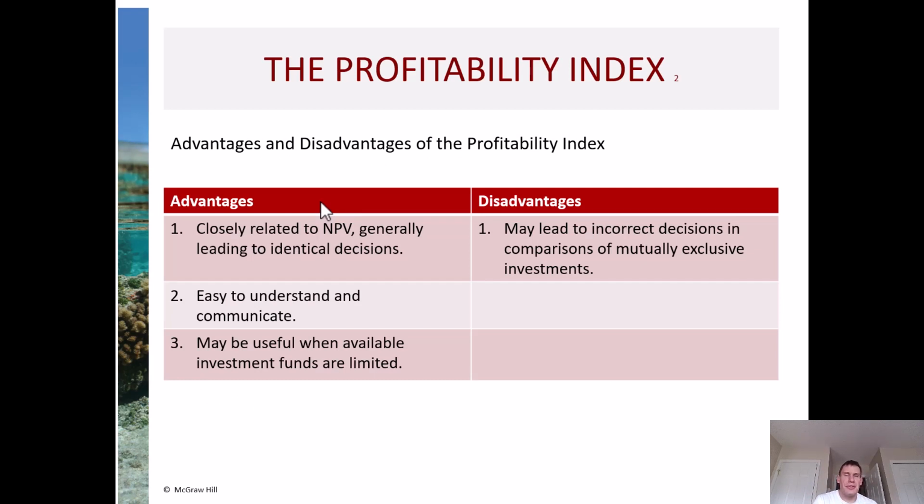So what are the advantages and disadvantages of the PI, the profitability index? The first one is it's closely related to NPV, so it's generally leading to the same accept and reject decisions. It's easy to understand and communicate, and it may be useful when available investment funds are limited. One of the disadvantages is it may lead to incorrect decisions when you're comparing mutually exclusive projects. When we say mutually exclusive, that just means if we accept project A, we can't accept project B, and vice versa.